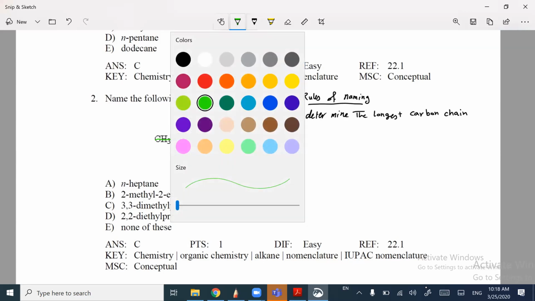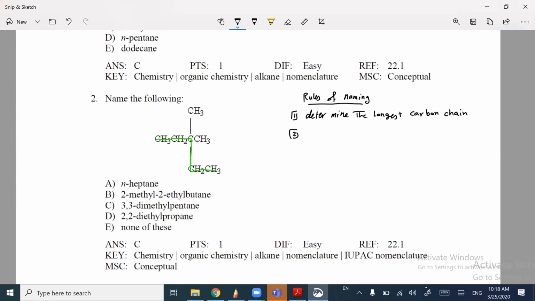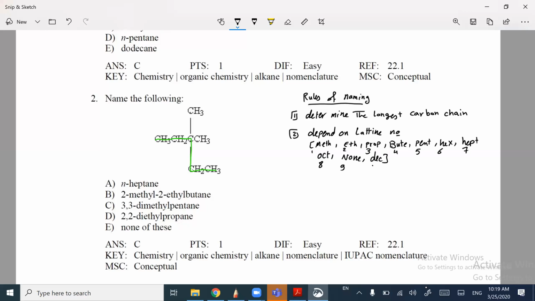Number 2. In nomenclature, we depend on Latin names or Latin numbers: meth, eth, prop, but, pent, hex, hept, oct, non, dec. So 1, 2, 3, 4, 5, 6, 7, 8, 9, 10.